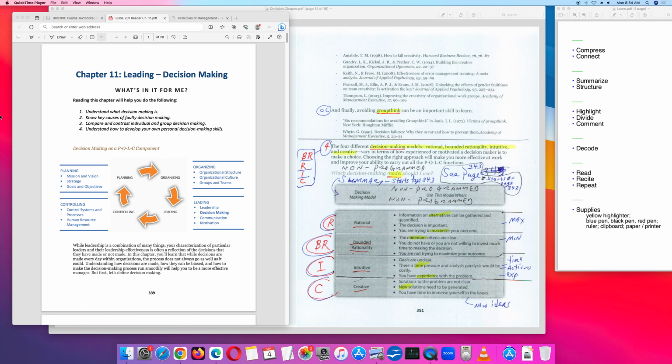As I'm reading, there are three tasks that I'm doing: highlight, divide, and comment. Highlight means using a yellow highlighter or red pen to mark key words. Divide means using a black pen to draw lines between major breaks and transitions in the text. And comment refers to my own notes and diagrams that I write onto the paper printout of the college textbook.